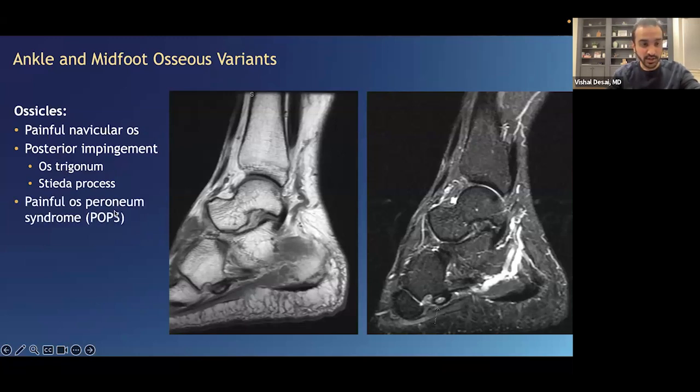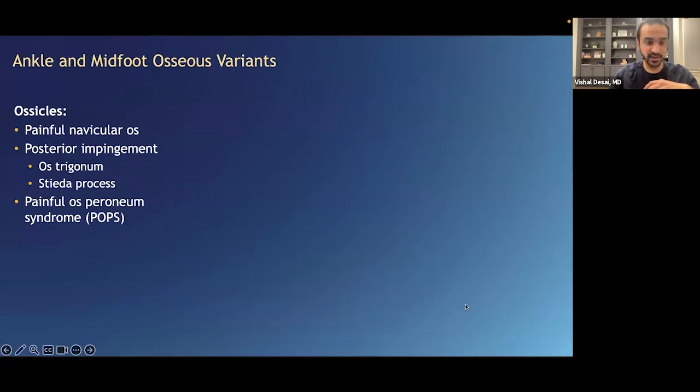The last one I just want to touch on is a painful os peroneum, similar to the painful navicular os in that it's a repetitive stress injury to that ossicle. In this case, that os is embedded within the peroneus longus. Repetitive use of that peroneus longus may lead to inflammation and bone marrow edema on MRI within that os.